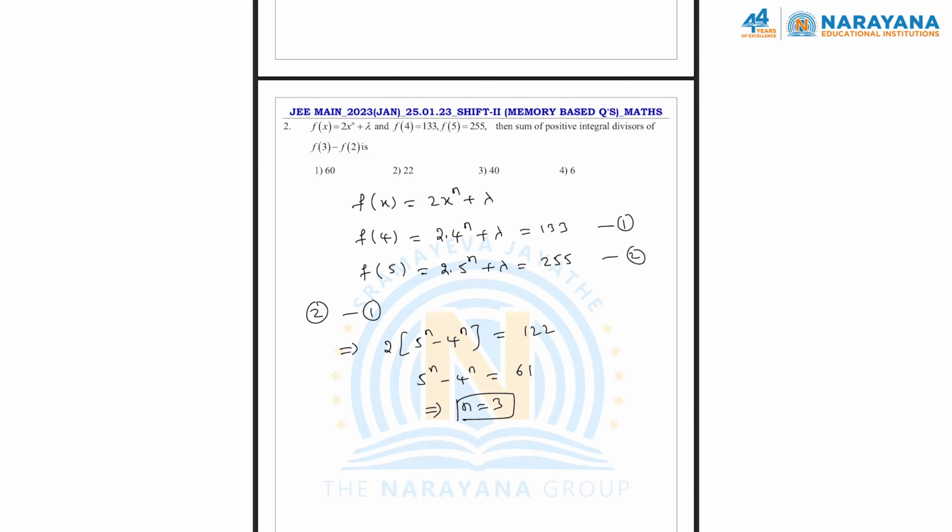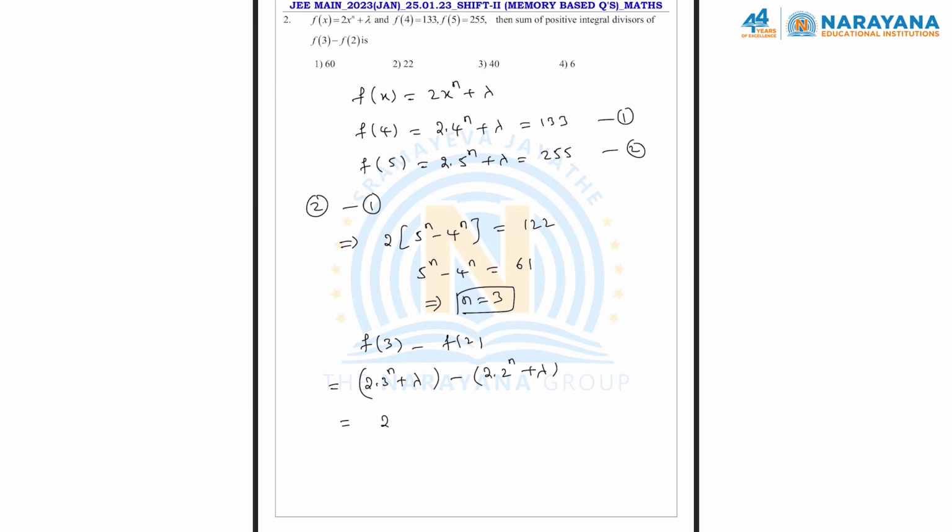Once we get n equal to 3, he is asking f of 3 minus f of 2. This will be equal to f of 3, which is 2 into 3 power n plus lambda, minus f of 2, which is 2 into 2 power n plus lambda. So lambda will get cancelled. It will be 2 times (3 power 3 minus 2 power 3), since n is equal to 3. This is nothing but 27 minus 8, which is 19. 2 into 19 is 38. So 38 is our answer.